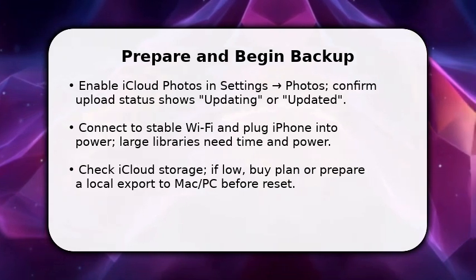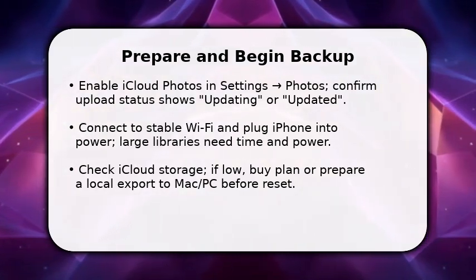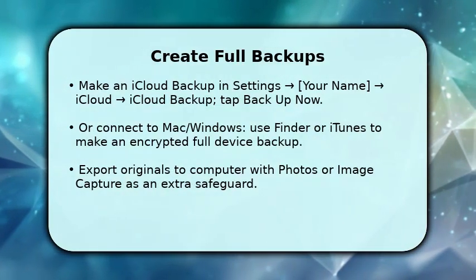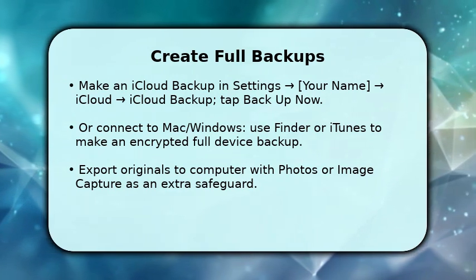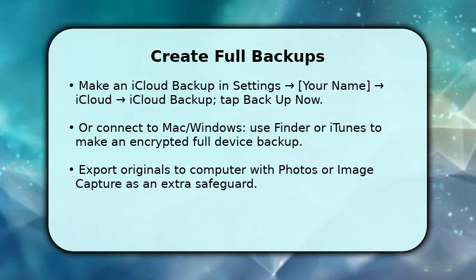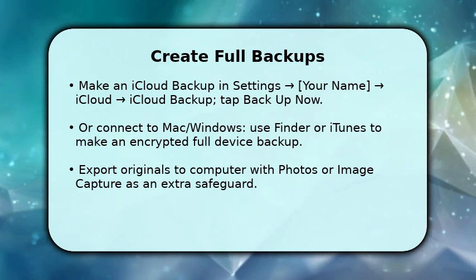Next, produce a complete device backup. You can trigger an iCloud backup in Settings and tap Backup Now. That stores app data, settings, and references to your photos. Alternatively, connect the iPhone to a Mac or PC and create an encrypted backup via Finder or iTunes. Encrypted backups keep health and keychain data intact.